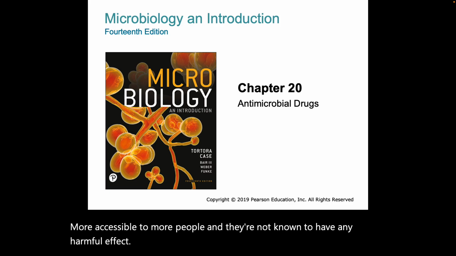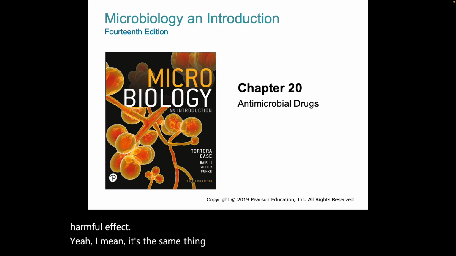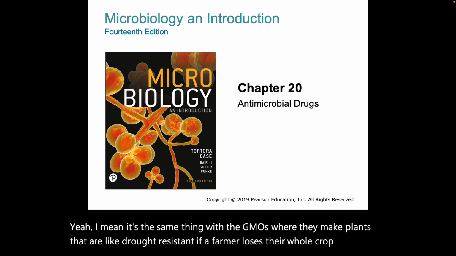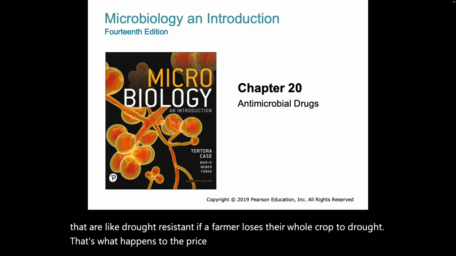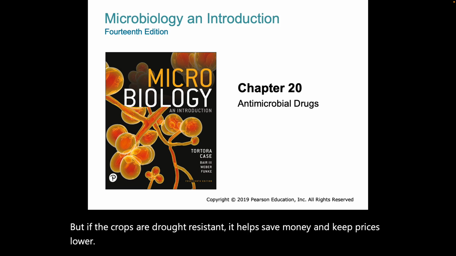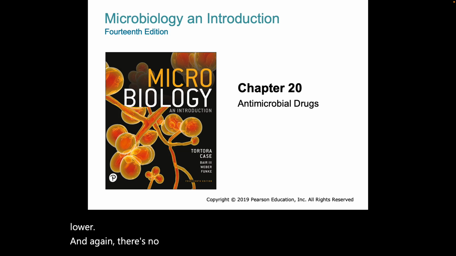Yeah, it's the same thing with the GMOs where they make plants that are drought resistant. If a farmer loses their whole crop to drought, that's what happens to the price of that crop. But if the crops are drought resistant, it helps save money and keep prices lower. And again, there's no known harm from them.